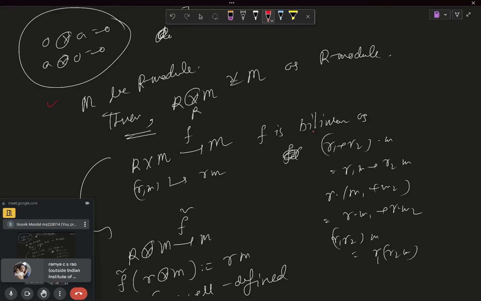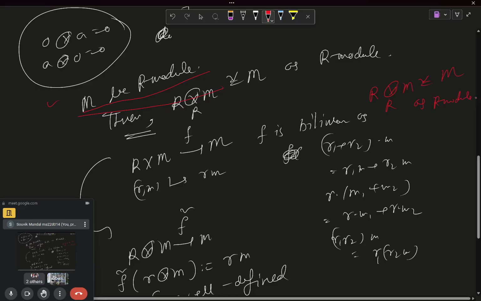If M is an R module, then R tensor M is isomorphic to M as R module. This is what we want to prove. You understand? We want to prove this theorem.